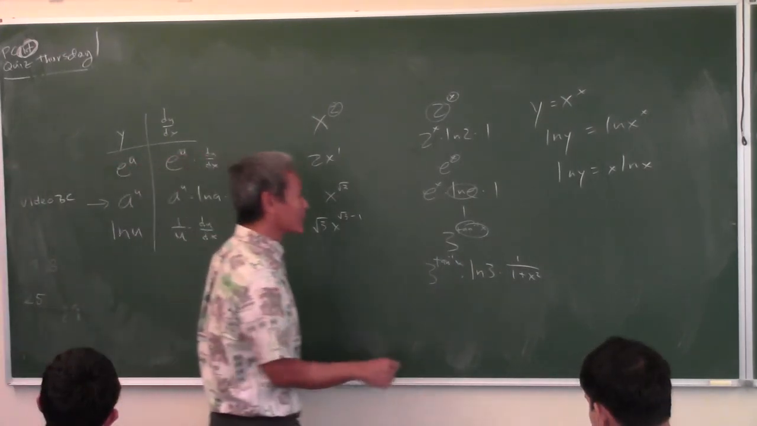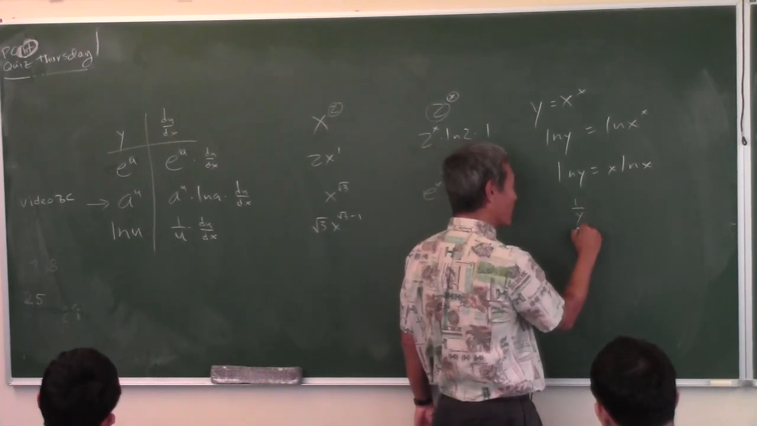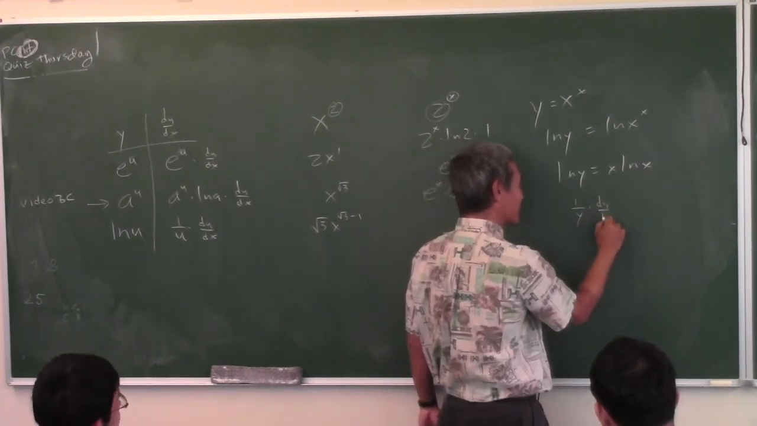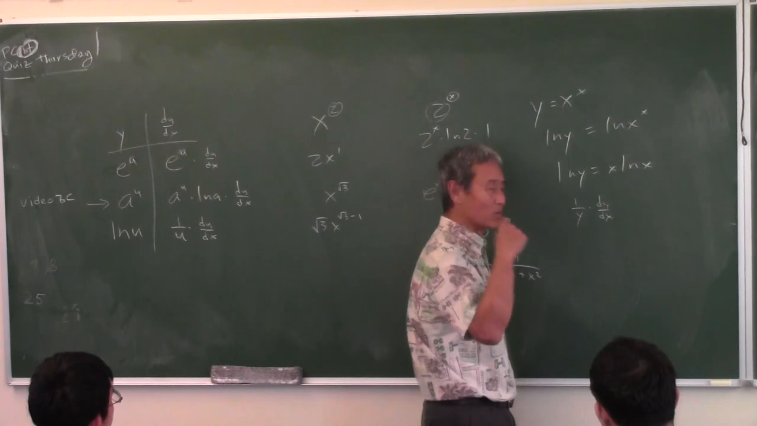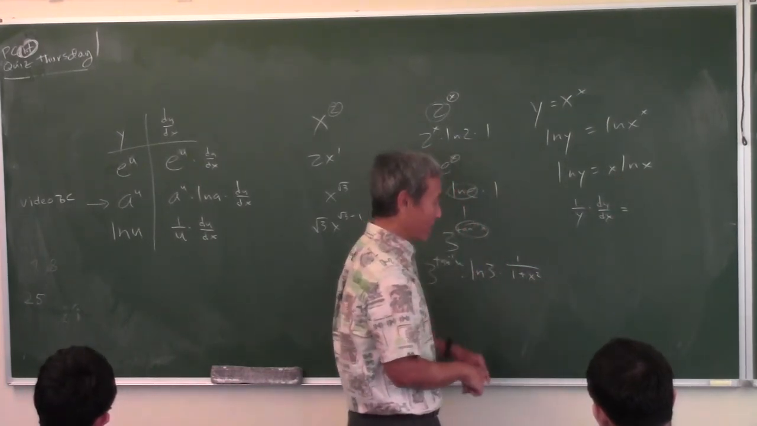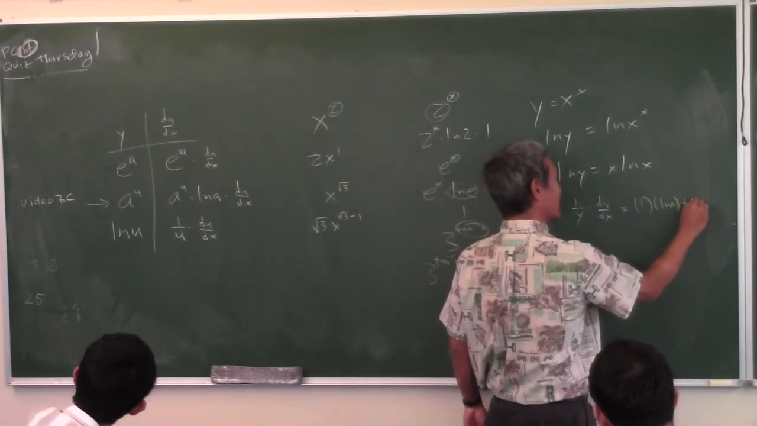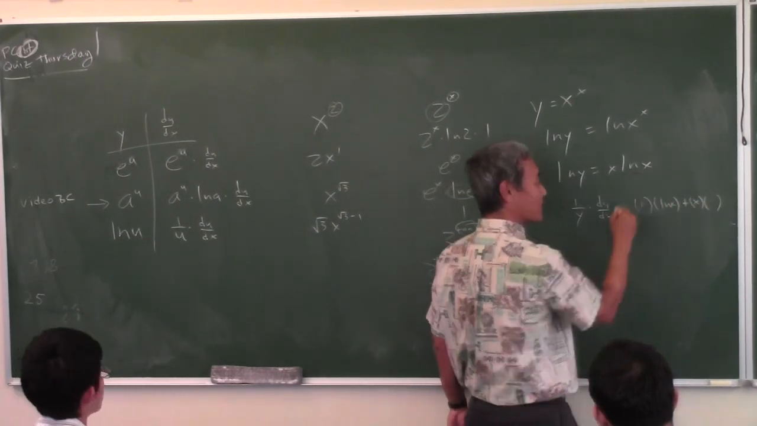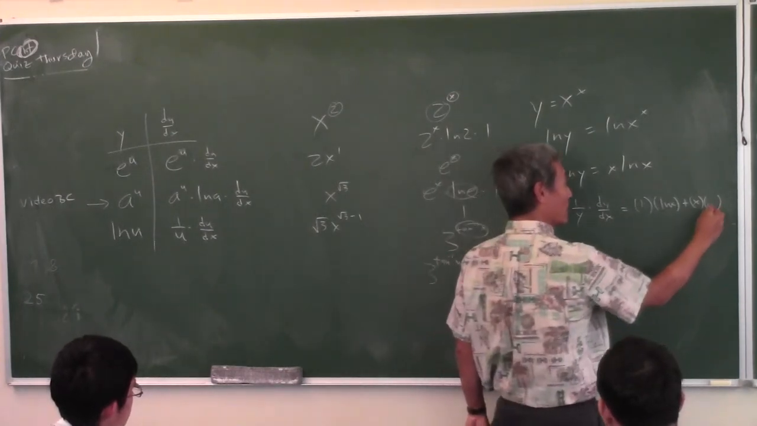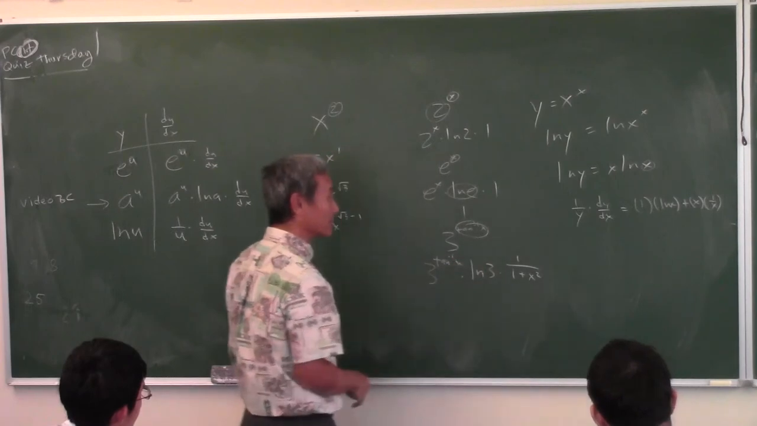Okay, 3 minutes left. The derivative of natural log box is 1 over box times the derivative of box. Just follow the rule. And then over here, I see a product. So what should I do? Product rule. Derivative of the first, leave the second one alone. Leave the first one alone. And what's the derivative of natural log x? 1 over x times the derivative of x, which is 1.